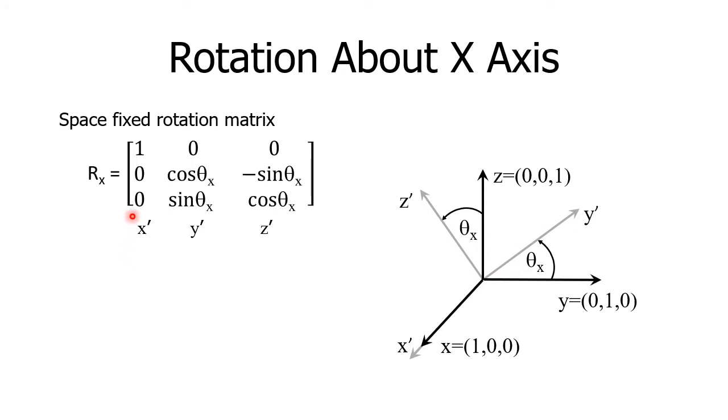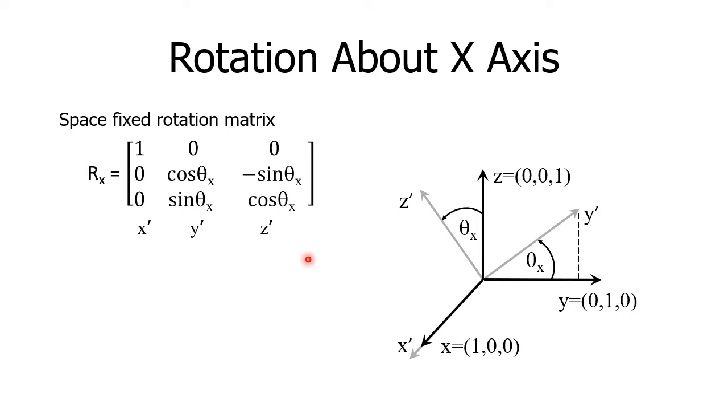The first column is the projection of X prime. X prime is in line with the X, so it's a 1, 0, 0. Second column is the projection of Y prime. Here is the Y prime. Projection around the x-axis, there's no projection, so it's 0. Projection around Y is cosine, and projection around Z is sine.